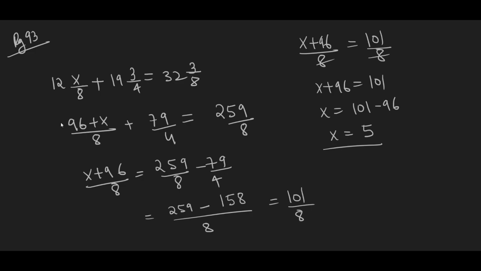So if you ask me how is this possible to cancel this 8? Look here children, note for you to understand. x plus 96 equals 101. So 8 will be multiplied this side and 8 will also be multiplied this side. So we can see here 8 is multiplied on both the sides. So we can cancel this. That is why I have cancelled it here. So x equals 5, children.